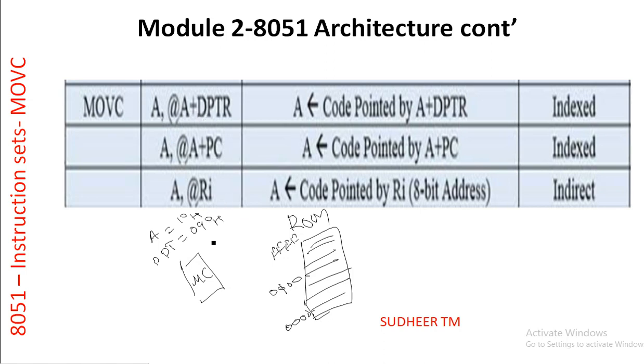So 90 plus 10 is 100. From this location, content will go to accumulator. Okay, that's one way. Now A plus at A plus PC, not only DPTR, PC also we can use. MOV A comma @Ri, accumulator will be copied from the 8-bit register data. So these are the MOV A instructions supported with the microcontroller 8051.